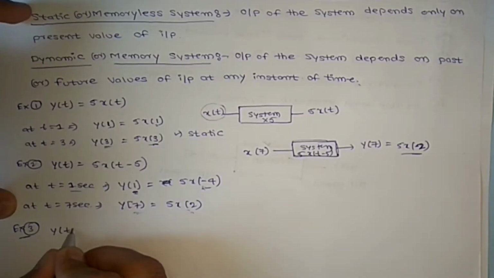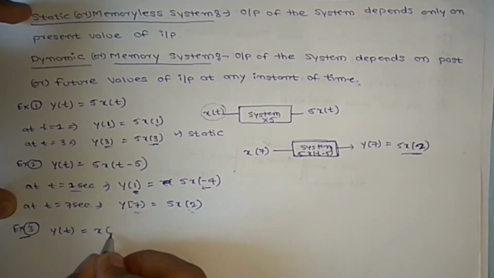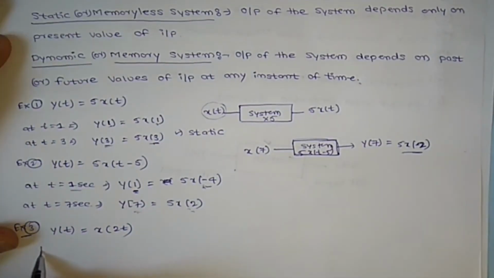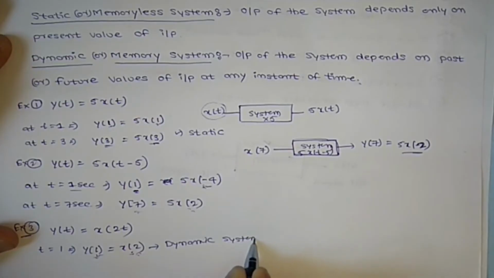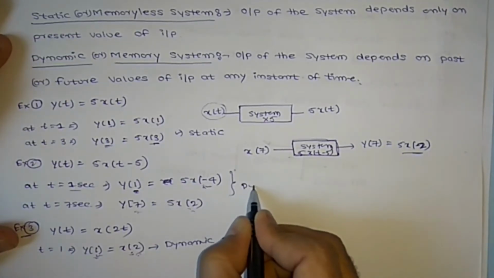Clear? y of t equal to x of 2t. See, at t equal to 1, y of 1 is x of 2, right? Not matching. It should be the same. So it is different, so this is a dynamic system. This is also dynamic.